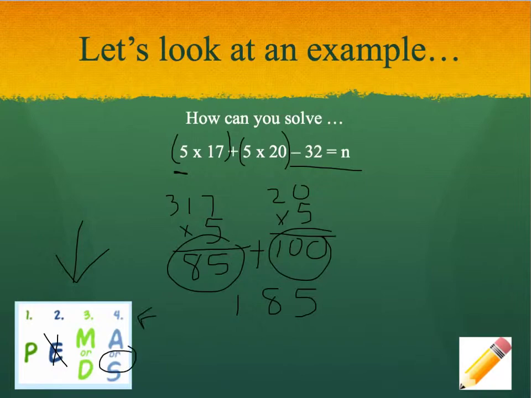So first addition, that was before the subtraction, so that's why I'm doing it first. And then the subtraction. So I'm going to do 185 minus 32. So 5 take away 2 is 3, 8 take away 3 is 5, and then we have 1. So our answer would be 153 using the order of operations.